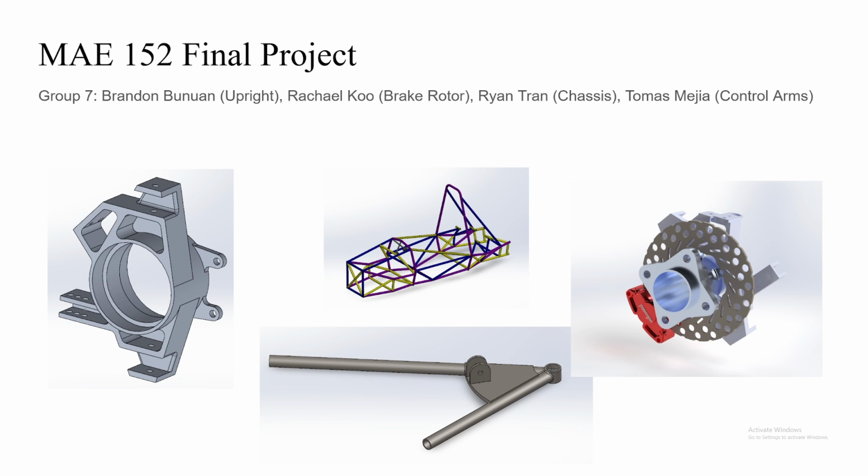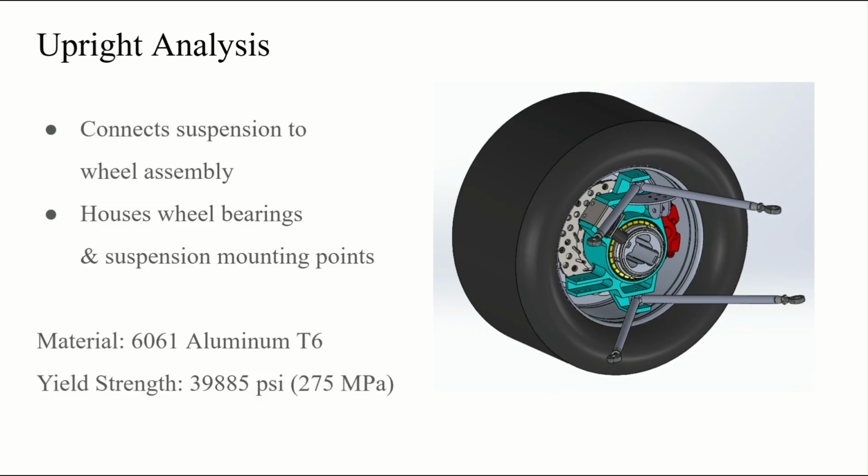We analyze an upright, chassis, control arm, and brake rotor. The upright is a critical structural component that connects the suspension to the wheel assembly, housing the wheel bearings and suspension mounting points. The material used is 6061 aluminum at T6 condition with a yield strength of 39,885 psi.